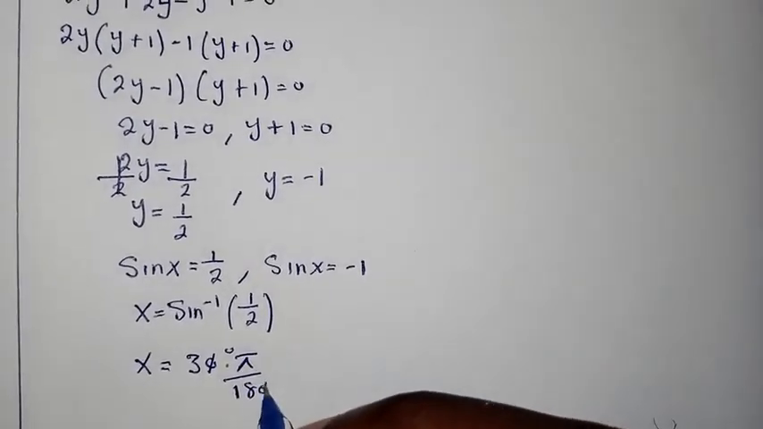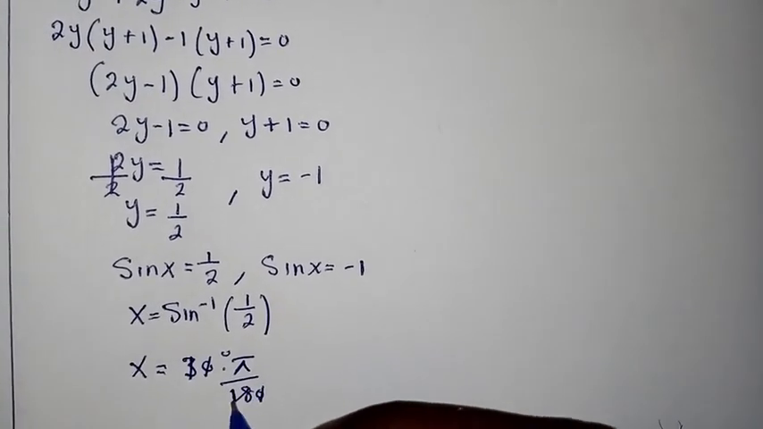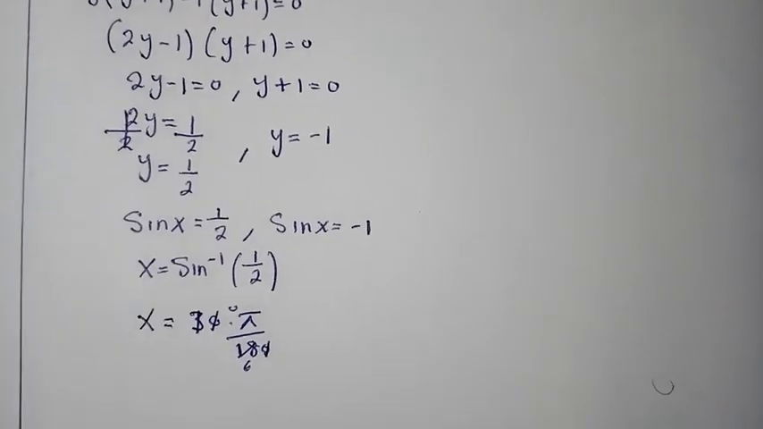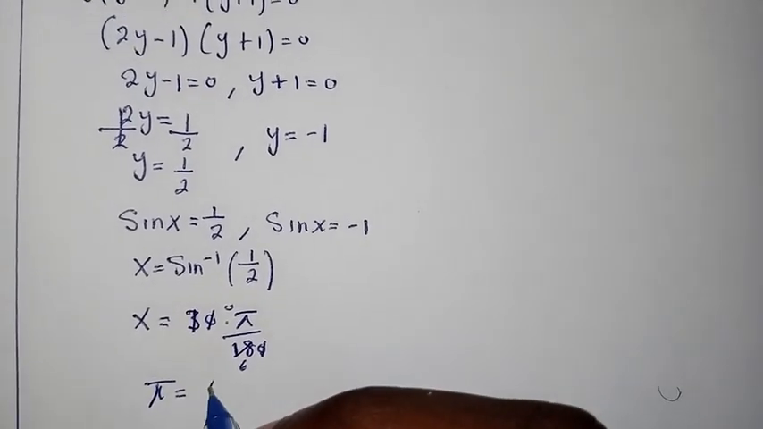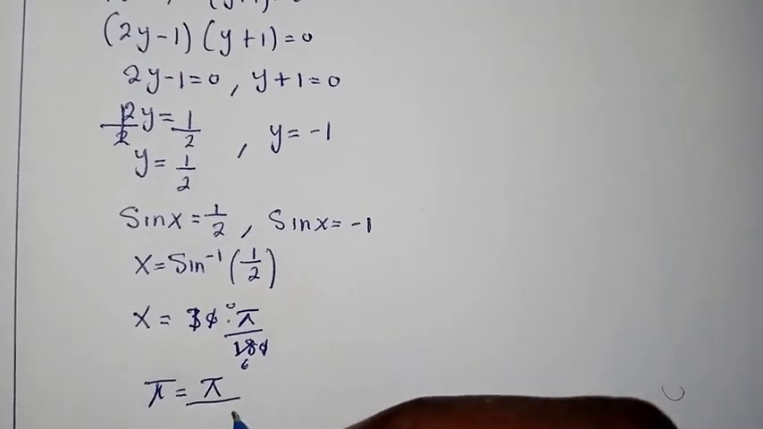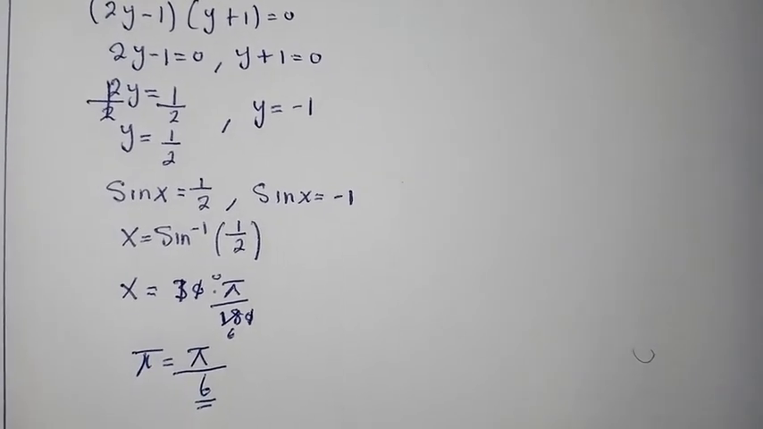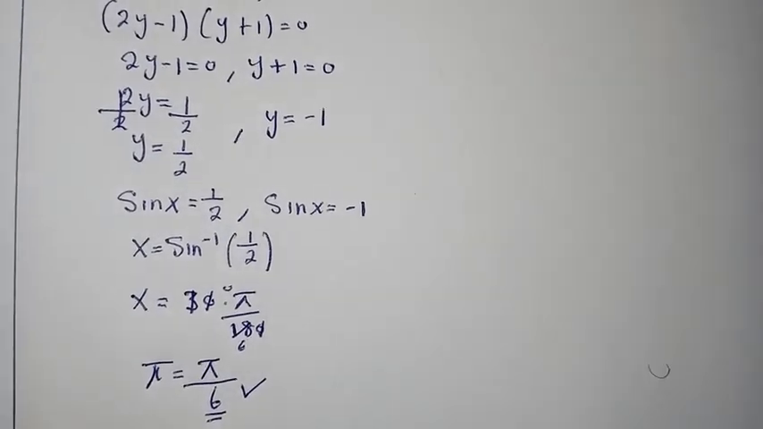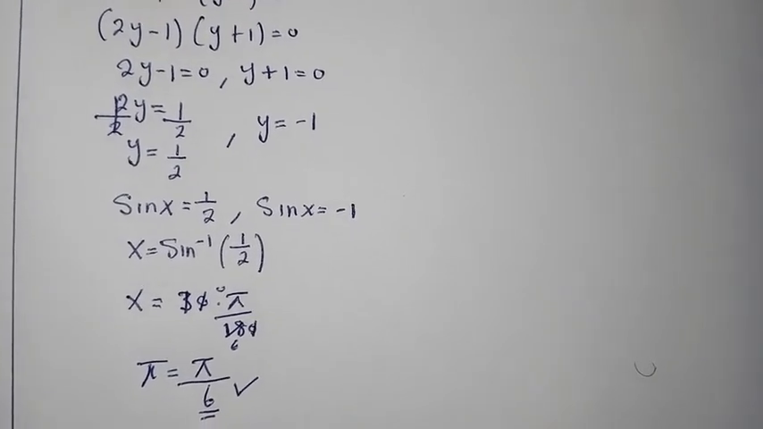So this and that will cancel, and of course we're going to have that cancelled. This is 6, and therefore our first answer is going to be pi radians over 6. Of course, this answer holds because we know that it is between 0 and 360. We get to the second one.